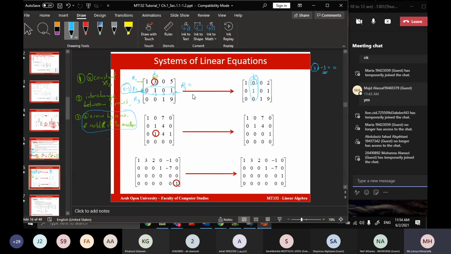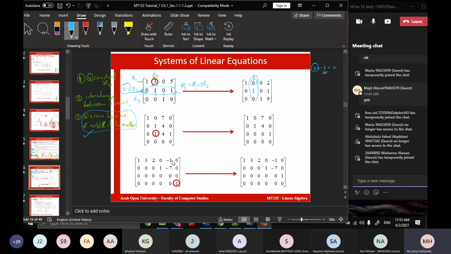What I did, I changed R1. How did I change it? This is the row I want to change, and I add to it minus 3 times R2. Is it okay? Yes, actually it is this property I used, and I got this matrix.